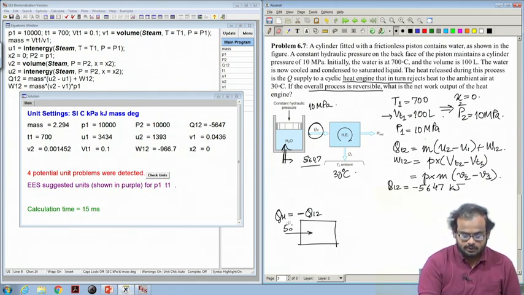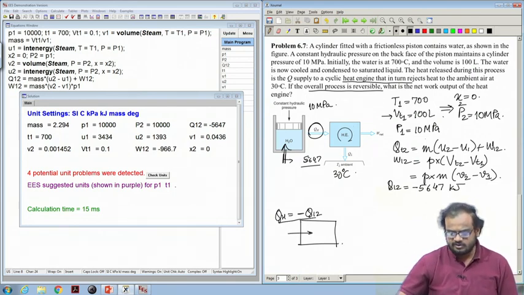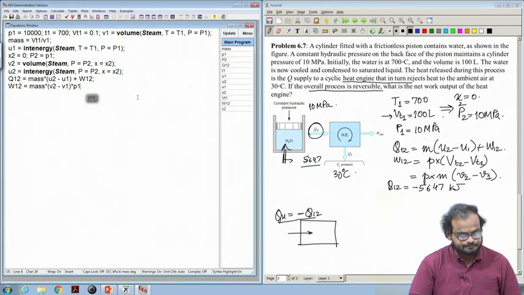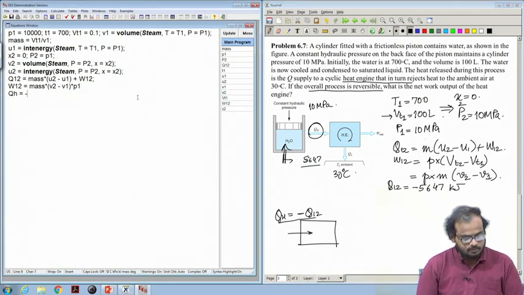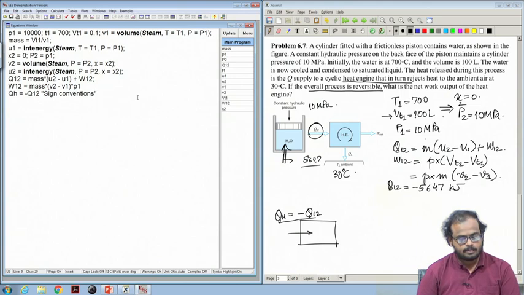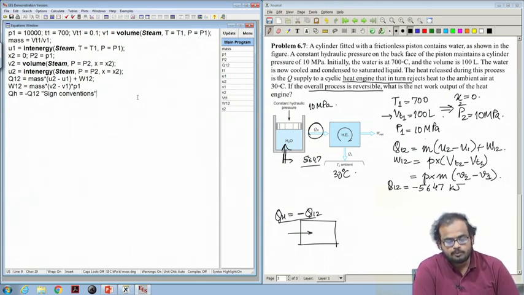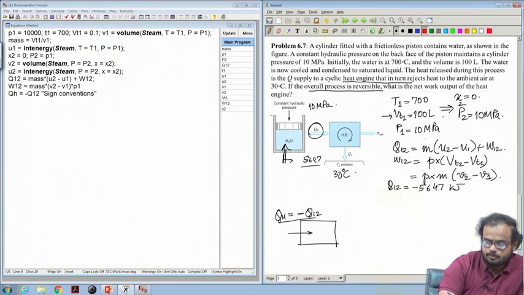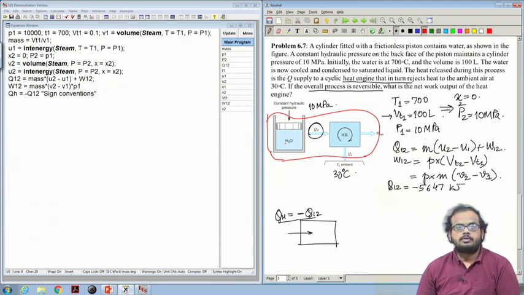So QH to the heat engine is actually minus of Q12. Let us just keep that in mind. So we write it over here, QH is basically minus of Q12. Now it is given that the overall process is reversible. So what is the strategy we adopt over here? We forget about this arrow. We consider this to be the control volume.